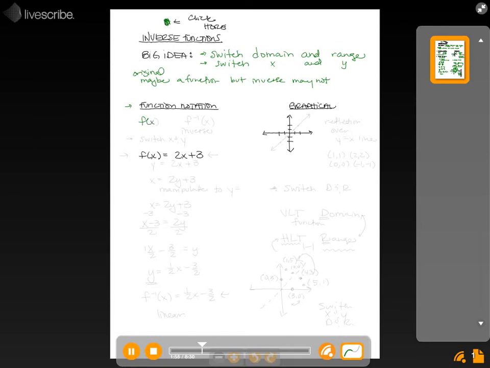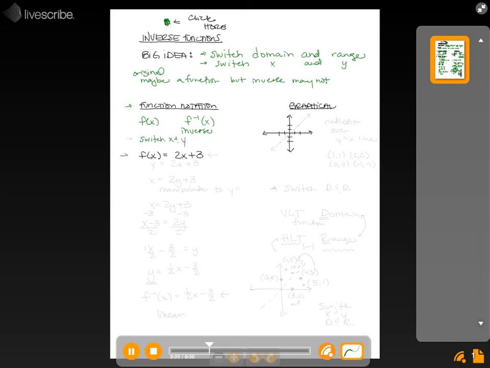Now we use f of x in function notation. That would be the name of our function. If we're talking about the inverse, it's f to the negative 1 of x. That stands for the inverse. Mathematically, that represents the inverse function. That's how we would name it. Now to find it, what we would do is switch the x and the y.